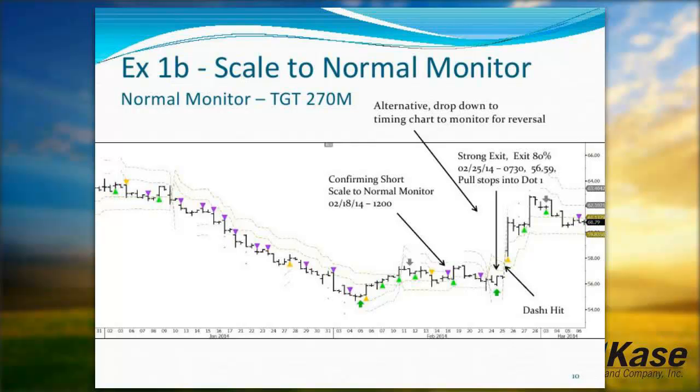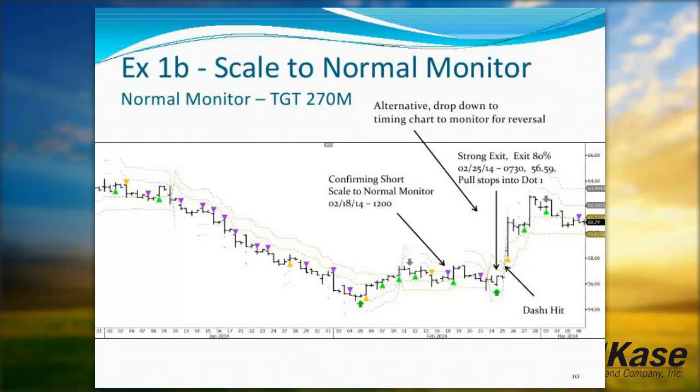Now, this is a situation where, me personally, I would not have scaled this to the normal monitor. And the reason being is, well, actually, no, I would have, because it's a short trade still. So, excuse me for saying that. We've been in a downtrend. This is an upward correction. At this point, I would have taken the short trade. Yeah, hindsight is 2020, it'd be better not to scale up to this normal monitor chart.